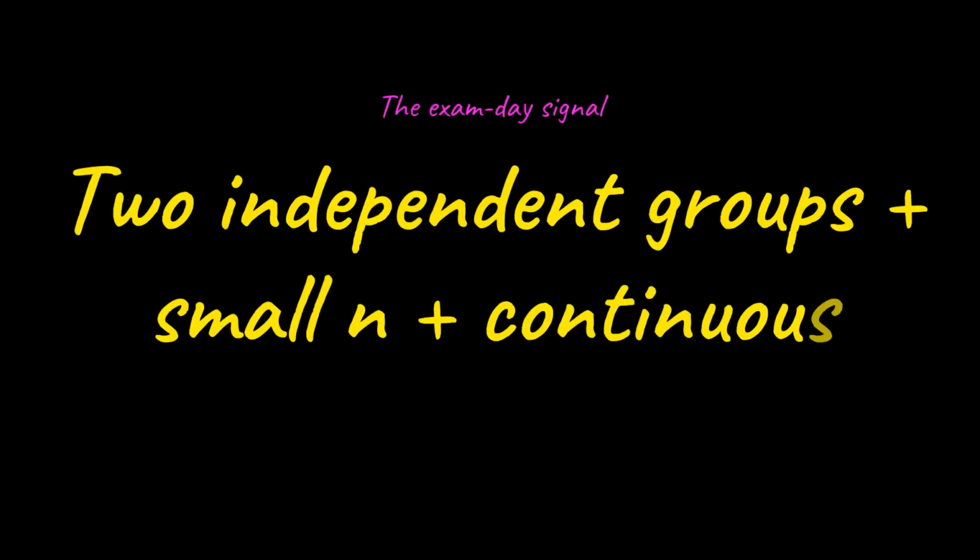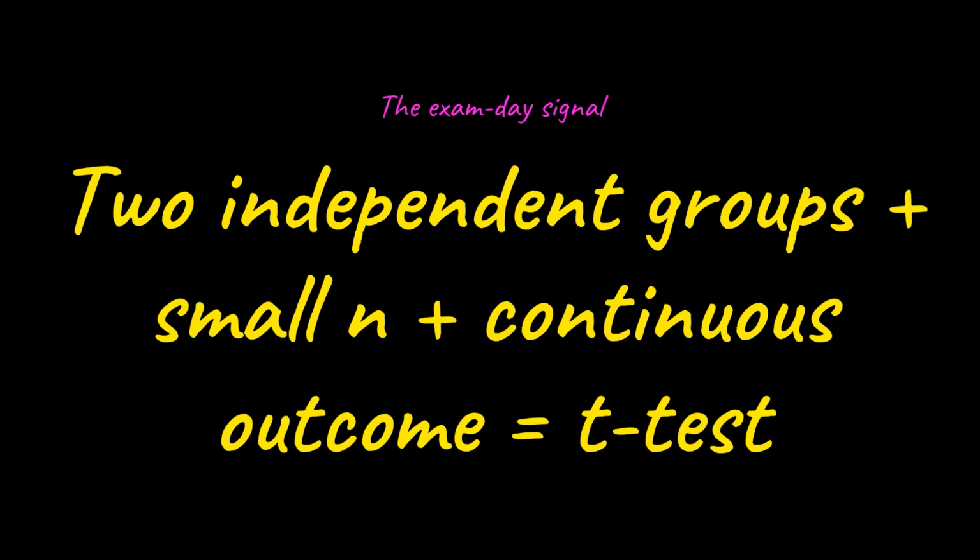On exam day, look for stems describing 2 independent groups compared on a numeric outcome with modest sample sizes. That pattern almost always points to the two-sample t-test. Keep the contrast sharp. Paired data needs the paired t-test. 3 or more groups need ANOVA.